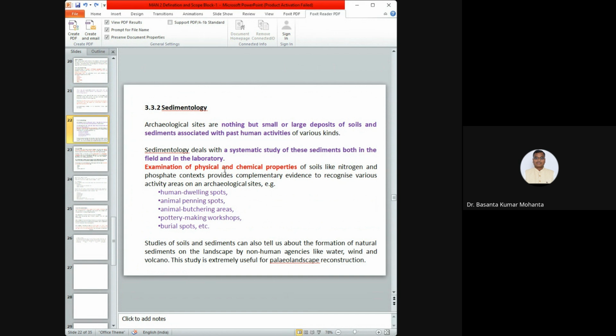of archaeological sites. So sedimentology helps us to know the human dwelling or habitation place, the place of animal butchering, the place of workshop or pottery making, burial place, etc. So the sedimentary deposit of an archaeological site helps us to know the type of deposit, the landscape, the cultural period, etc.